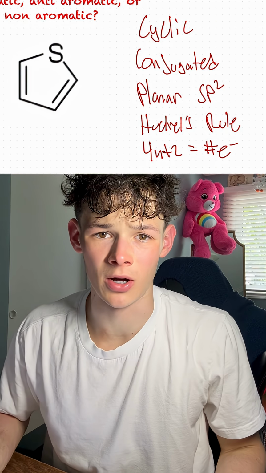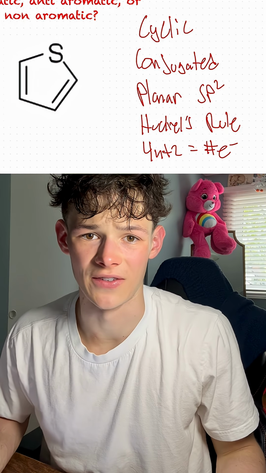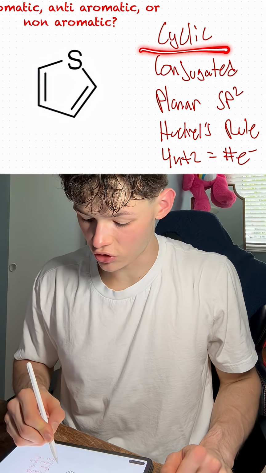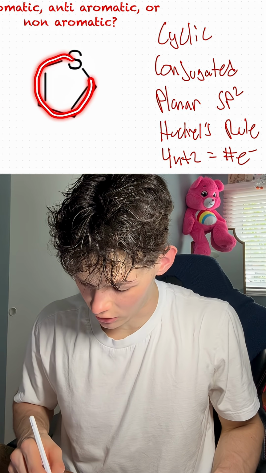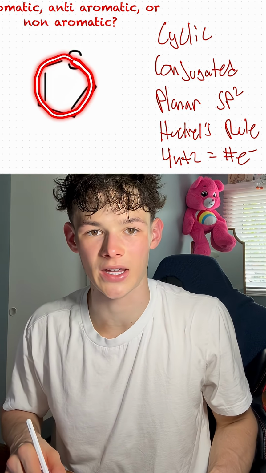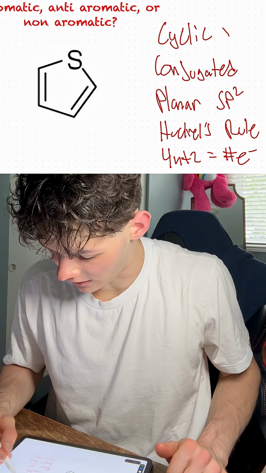Now let's head on over to our molecule to see if it follows the checklist or if it just does not. We want to see if it's cyclic. If you can draw a continuous line throughout the molecule and come back to your starting point without picking up your pencil, then it's cyclic. We can check that off our list right there.